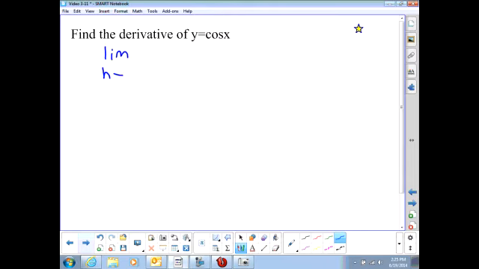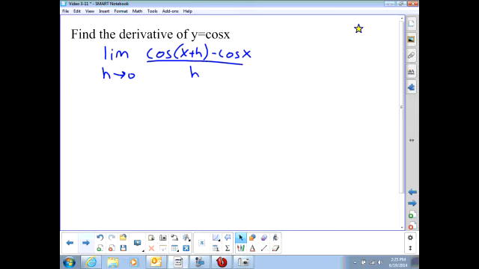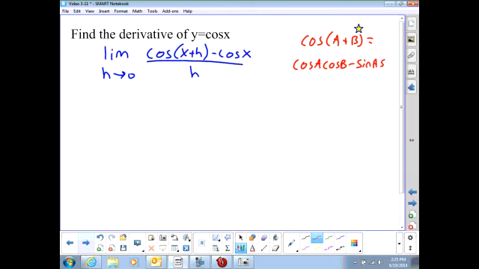So we'll do the limit as h approaches 0 of cos x plus h minus cos x all over h. We're going to have to use another angle sum formula. Again, if you don't remember those, they are in the front cover of your textbook if you ever have to refer to them. In trig, you saw it written as cos of a plus b, and you saw that was equal to cos a cos b minus sine a sine b.